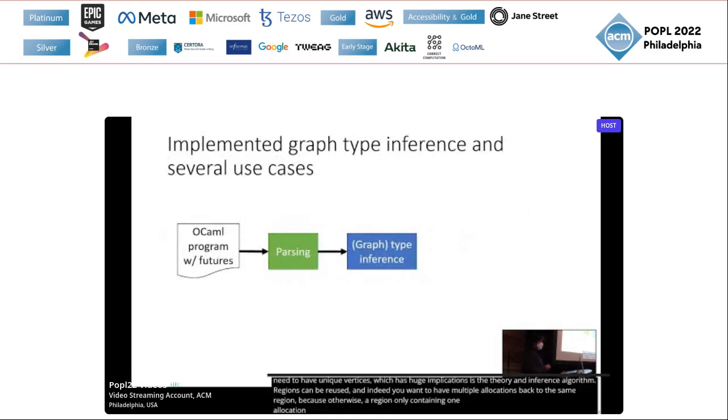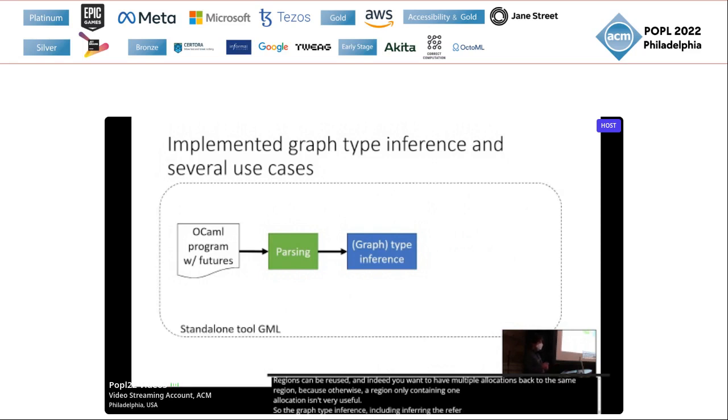So the graph type inference, including inferring the vertex annotations, is implemented for a decent sized subset of OCaml in a tool that I call GML. So the input code is valid OCaml code with no extra annotations, just extra syntax for spawning and touching futures. So it'll infer all of these annotations and produce a graph type from your program and spit it out, but that's just in ASCII representation, which is not very useful.